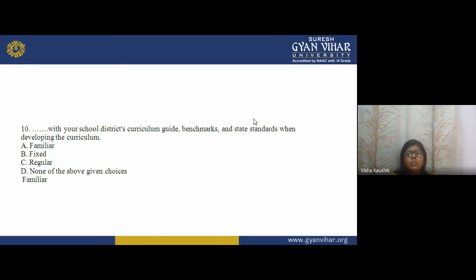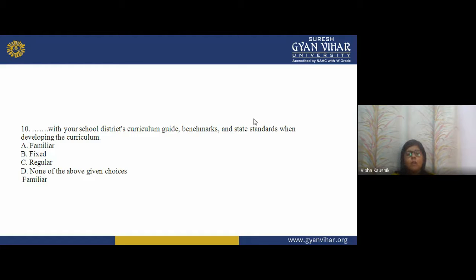Now the 10th one. Dash with your school district curriculum guide, this is the school district curriculum guide, benchmark, this is the benchmark that we have to achieve, and state standard, and these are the state standards, when developing the curriculum. Now, options are A, familiar, B, fixed, C, regular, or D, none of the above.